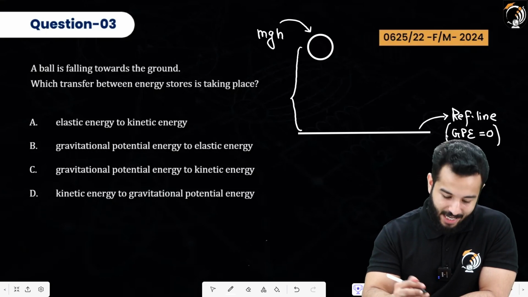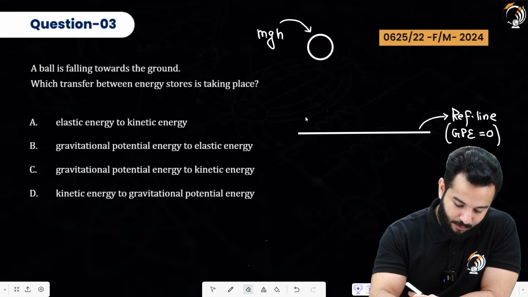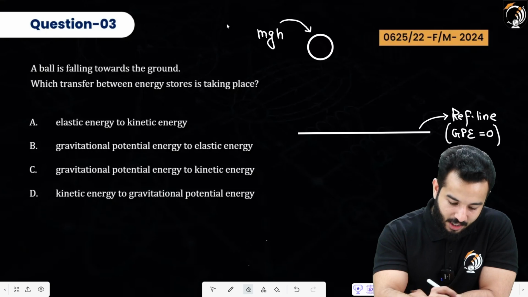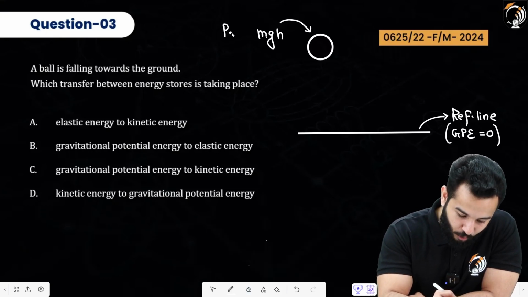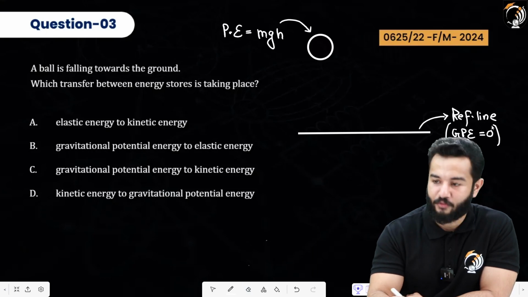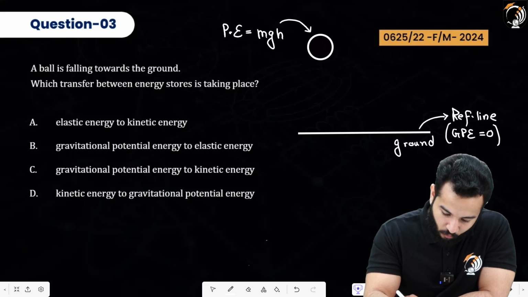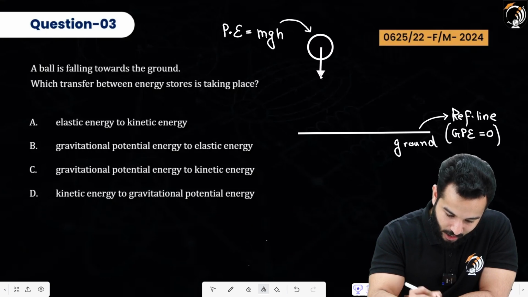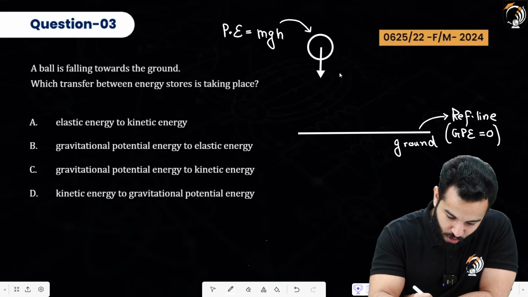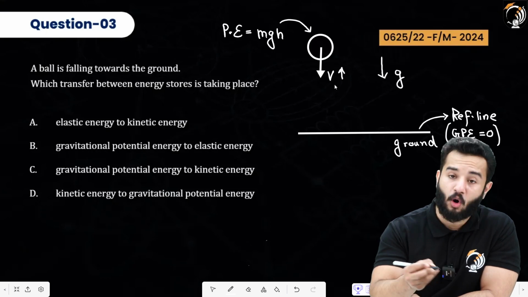So it's not like mgh is the absolute potential energy of any point. That statement is going to be wrong. This mgh is just the potential energy relative to this reference line, or we can call this the ground. Now when it is going to fall, it will be under free fall, that is, it will be under gravity. So acceleration g will act on it in the downward direction. That will accelerate it, and the speed of this ball will increase.